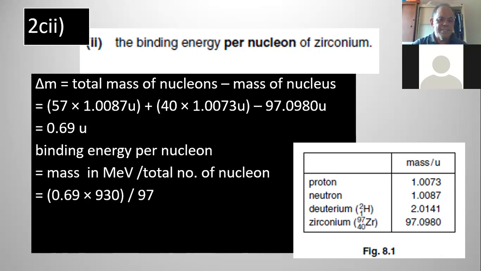So 0.69 times 930 divided by 97. The total number of nucleons is 97 here. Then you get an answer.